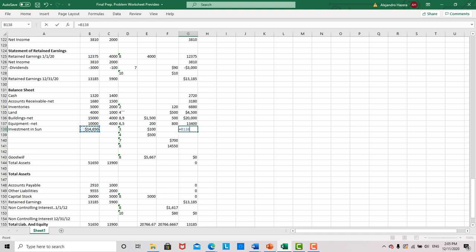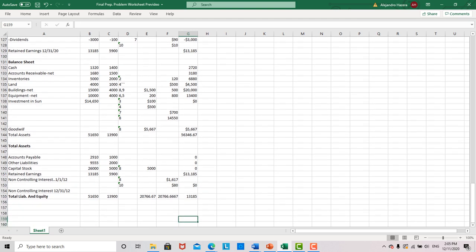Your investment account is 14,650 plus 100 plus 500 minus 700 minus 1,445, which is 0, which is what it should be. And your goodwill, people forget this, is 5,667. So your total assets are equal to the sum of all these numbers here, which is 53646.57. That is correct. Now we will finish with our liabilities.